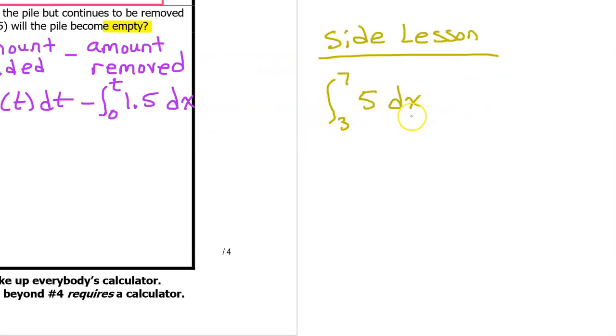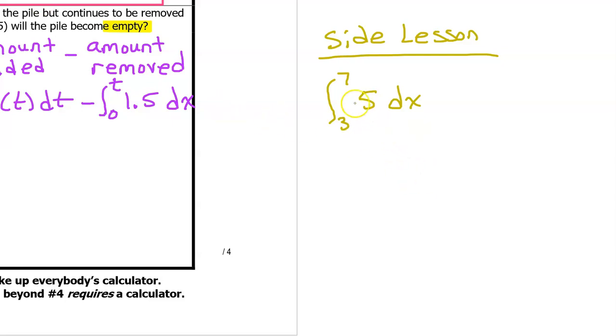Here's a quick side lesson on how to take the definite integral of a constant. First of all, here is a shortcut. The difference in the limits of integration, 7 minus 3, in this case is 4. So you're going to wind up just multiplying 4 times 5. So this is going to end up being 20.